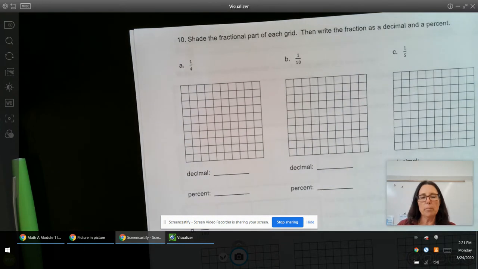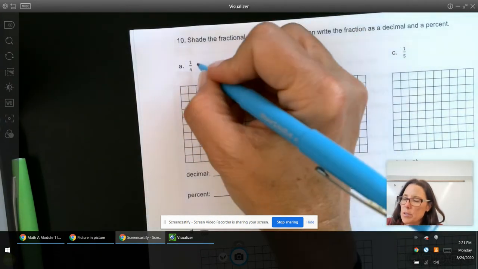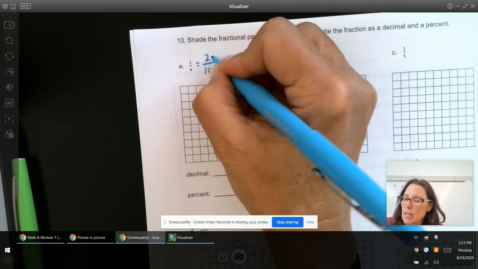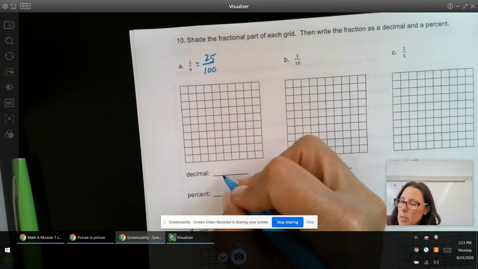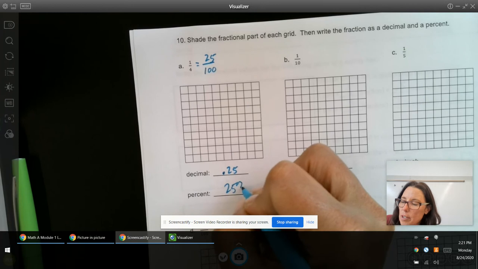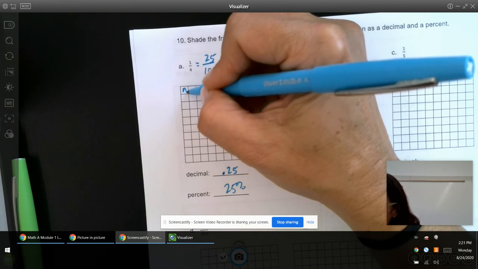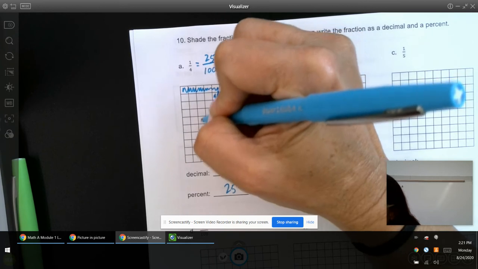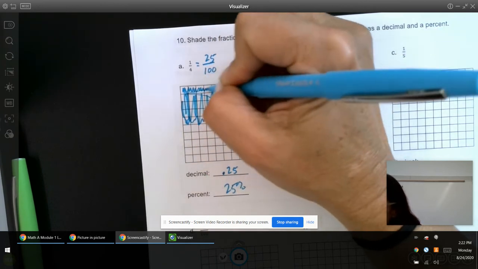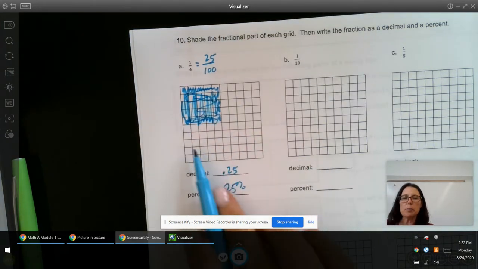Shade the fractional part of each grid. Okay, 1/4. Again, this is 100. So if we want to think of that as 100, do you understand that that would be 25 hundredths? Okay, so this would be 0.25, and this is 25%. There are lots of ways we can shade 25 hundredths. I just shaded 25 boxes. You can see that that's a quarter of this entire picture.